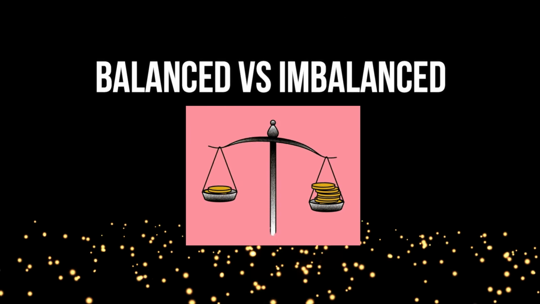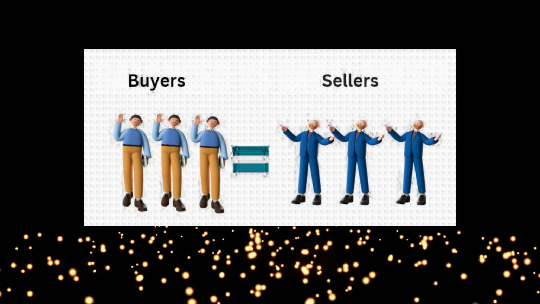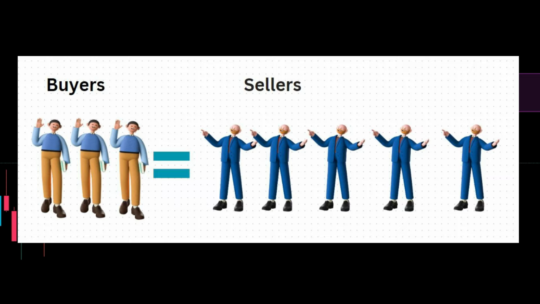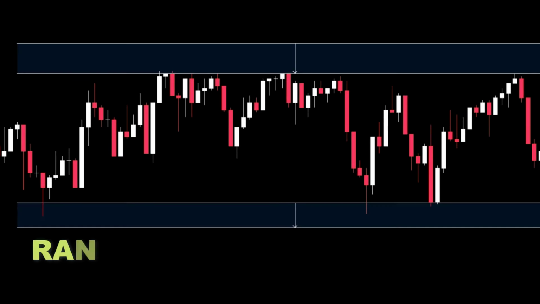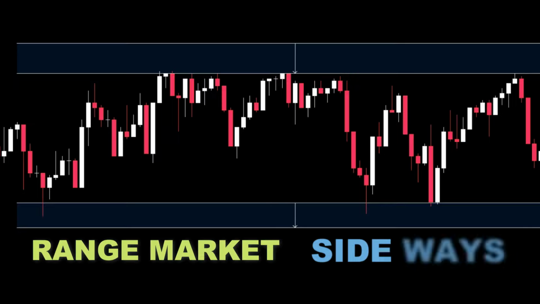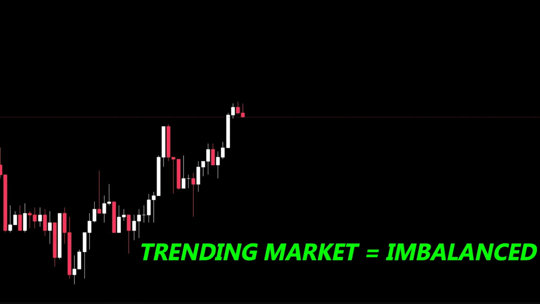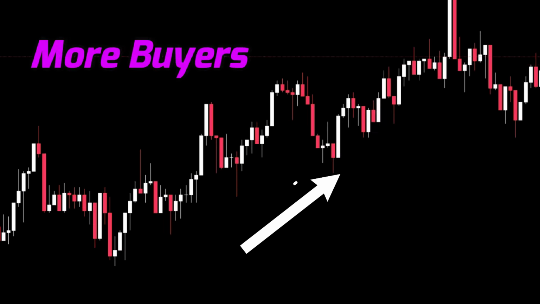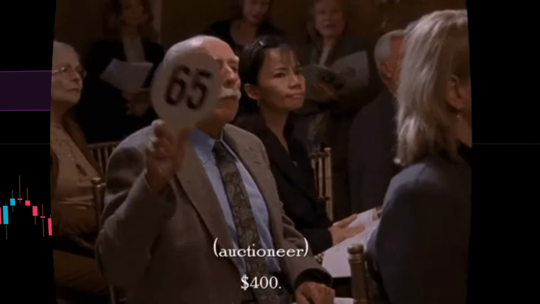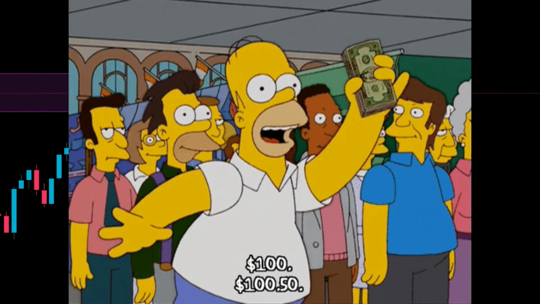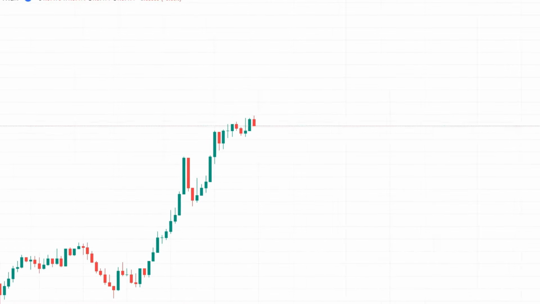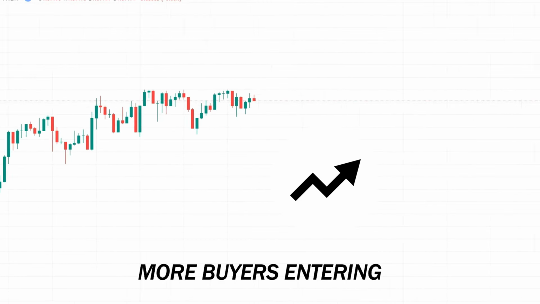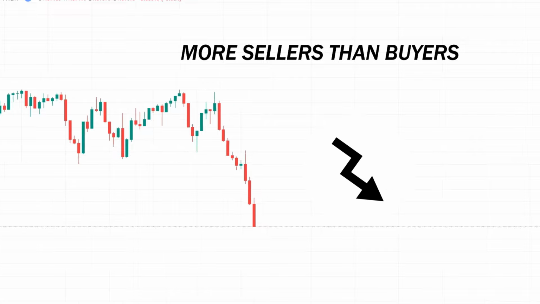In a balanced market, you get equal buyers and equal sellers, whereas in an imbalanced market, you get more buyers than sellers or more sellers than buyers. To simply understand, a balanced market is a range-bound market or sideways market, whereas an imbalanced market is a trending market. So in an uptrend market, the buyers supersede the sellers until the sellers take over. A real-world example is an auction. If there are more buyers in an auction than sellers, the imbalanced buyers will drive the price higher till the buyer is exhausted, and vice versa for more sellers than buyers in a downward market.